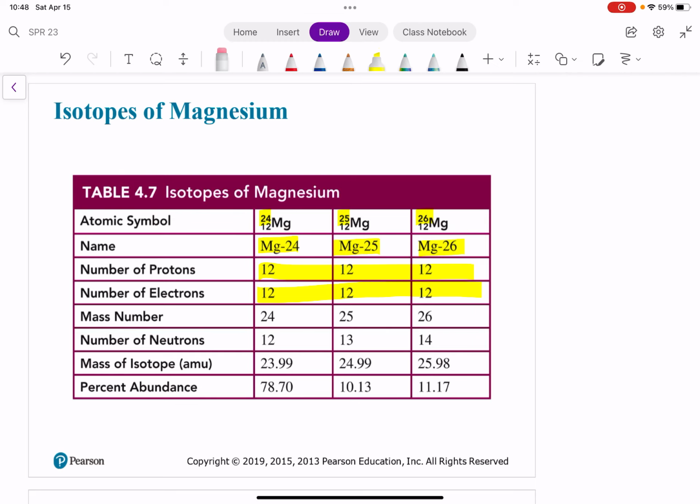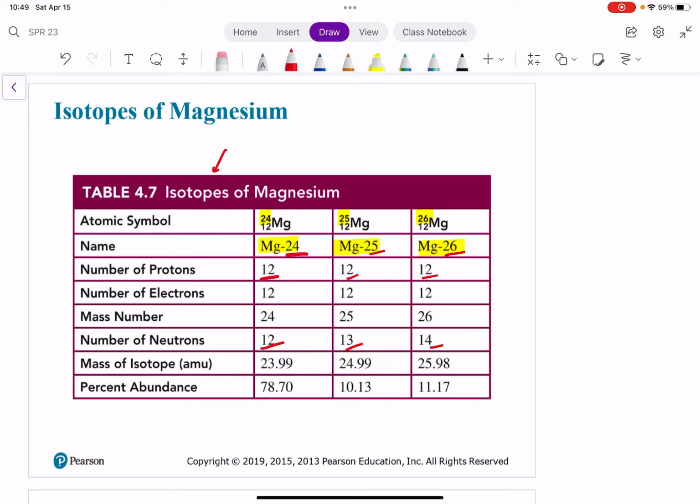But the mass numbers are different, and that's because we have a different number of neutrons. I know that because we're talking about isotopes. Same number of protons, different number of neutrons. Our mass number is going to be the same as these numbers here. Those are our mass numbers, and then it even shows you the number of neutrons. If you have 24 as your mass number, minus 12 protons gives you 12 neutrons. 25 minus 12 gives you 13, and 26 minus 12 gives you 14.